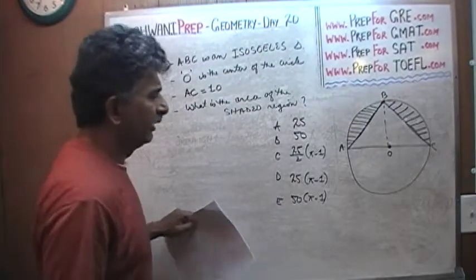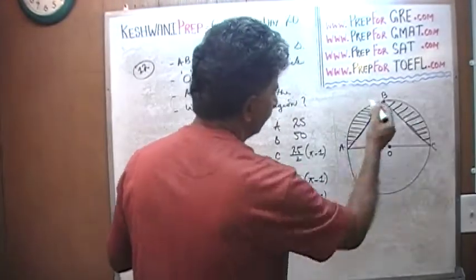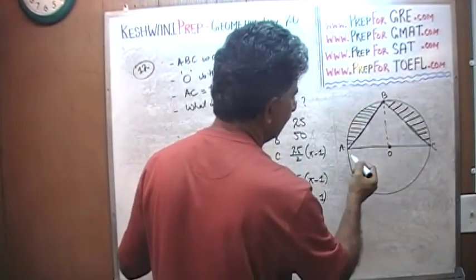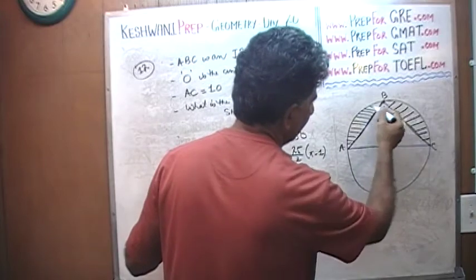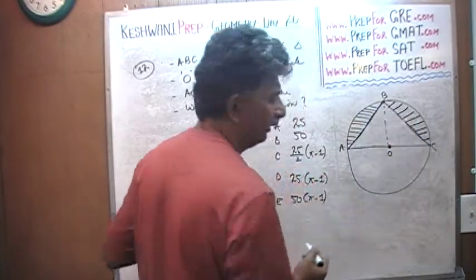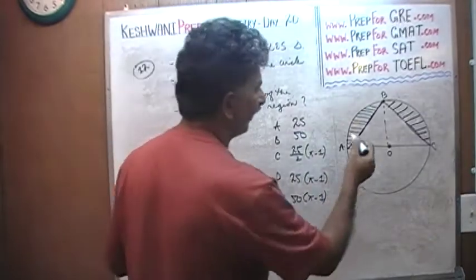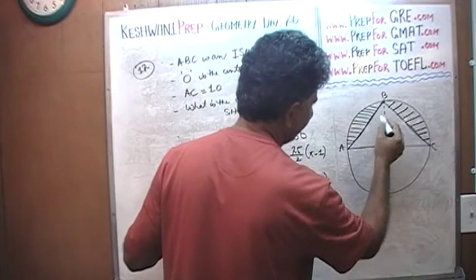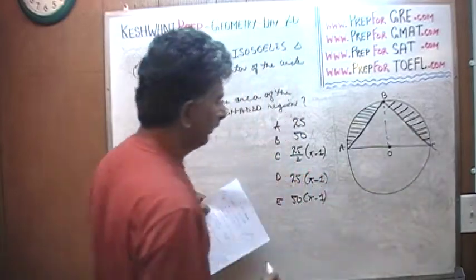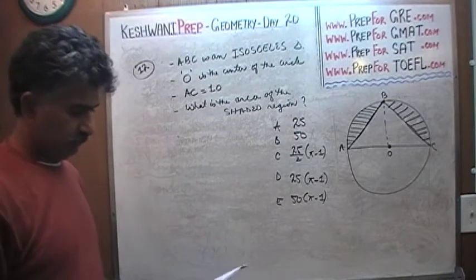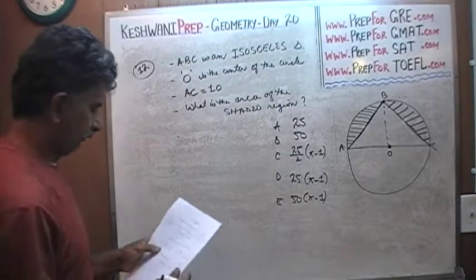First thing we're going to figure out is the area of the circle. Once we have the area of the circle, we'll take half of that. And once we have half the area of the circle, we'll figure out the area of the triangle. And once we have the area of the triangle, from half the area of the circle we subtract the area of the triangle, and we'll have our shaded region. If that was too fast, don't worry about it. You'll see in a second. So here's the solution.